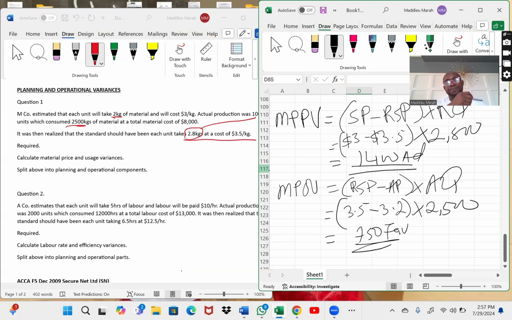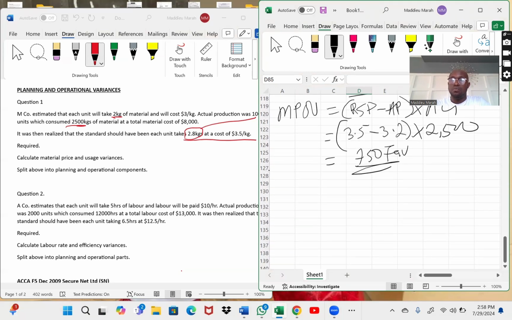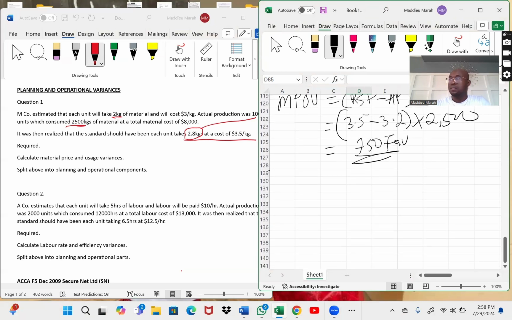Any question? We are done with price variances. Move to the usage variances, which is material usage.